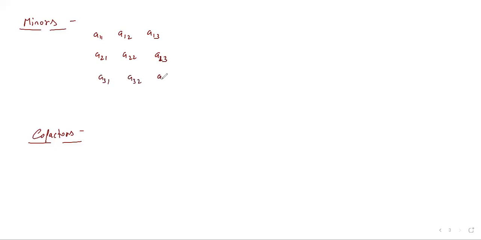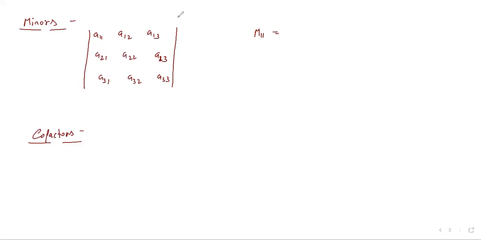Now we will see minors and cofactors. So what are minors and cofactors? For finding the minors, I am considering a simple matrix of, let's say, A11, A12, A13, A21, A22, A23, and A31, A32, A33. Now I need to find the determinant for this one, and firstly I am finding the minors for it.